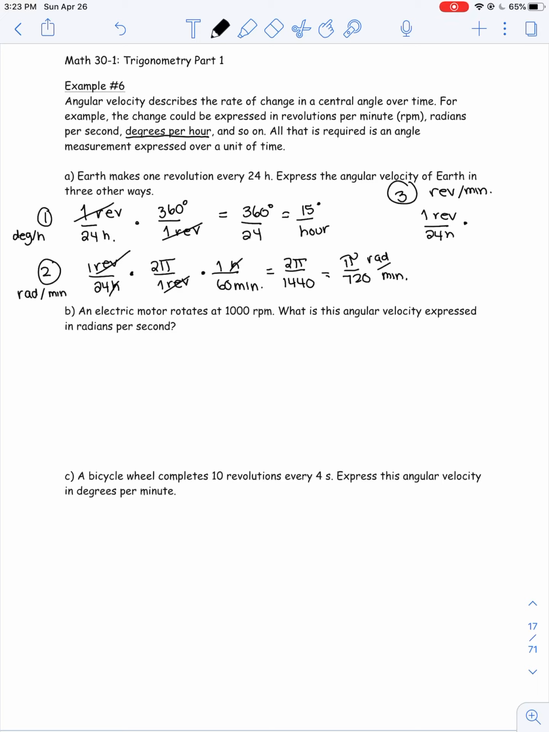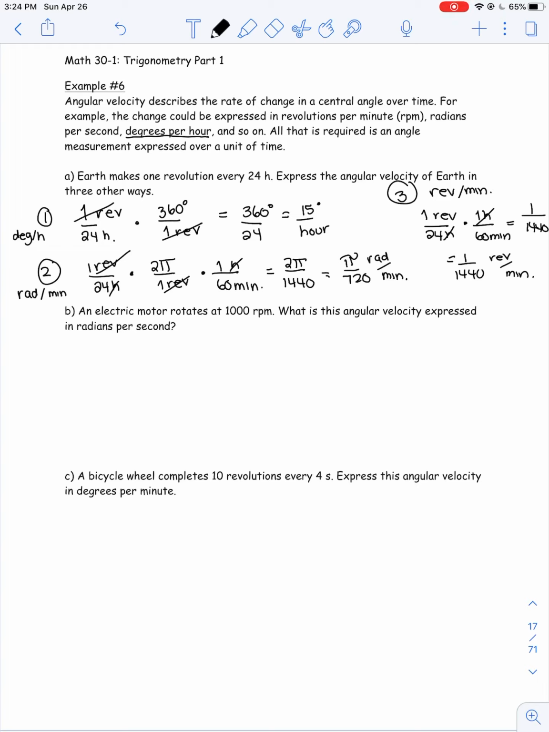And the third method I'm going to convert to is revolutions per minute. So I know that there's 1 revolution per 24 hours, and I'm going to multiply it by 1 hour over 60 minutes. The reason being, the hours will cross off, leaving you with the units revolution and minutes. So 1 over 24 times 60 is equal to 1440. You don't simplify any further. I'll put 1 over 1440, and that's going to be revolutions per minute. Done.